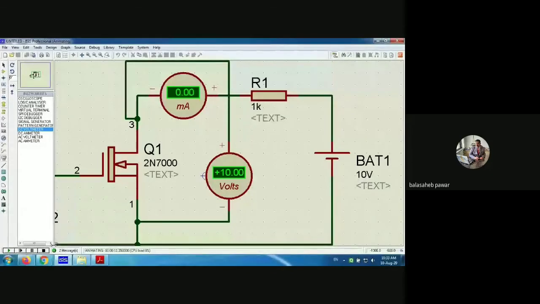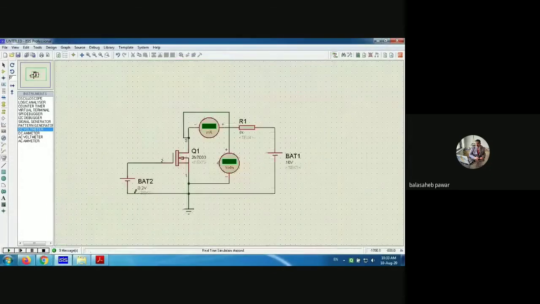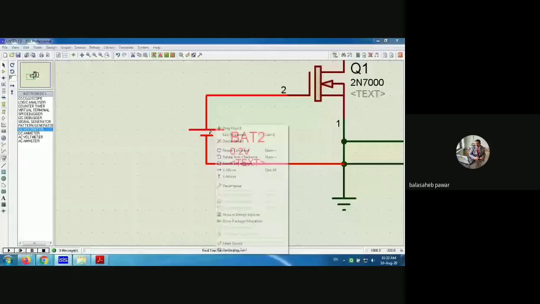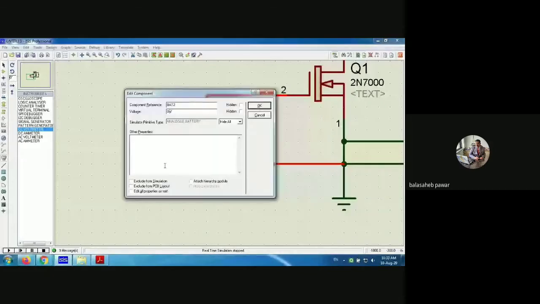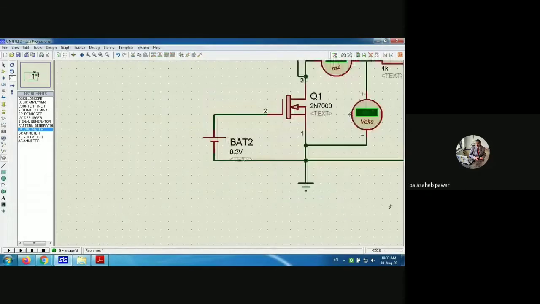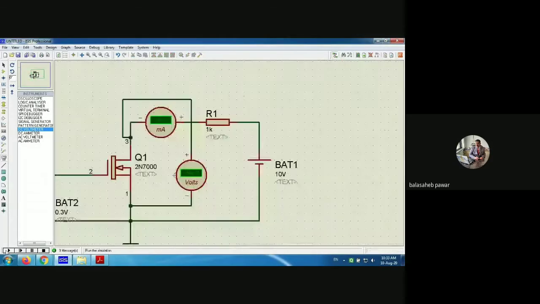Again, change the value of this input voltage source from 0.2 to 0.3. What will happen? Again, what is expected? The transistor should remain off. Yes, it is in off state. Are you getting it?